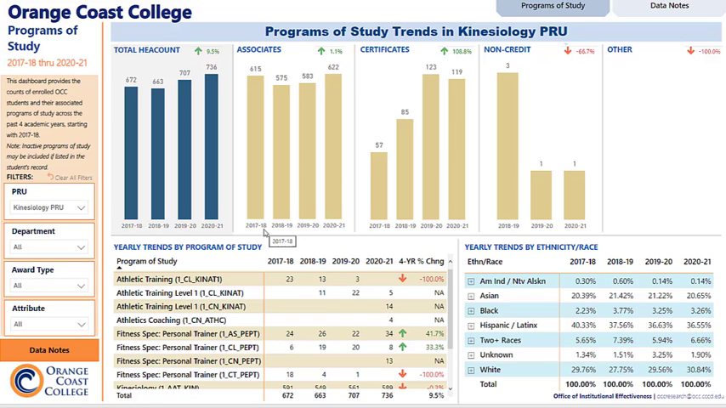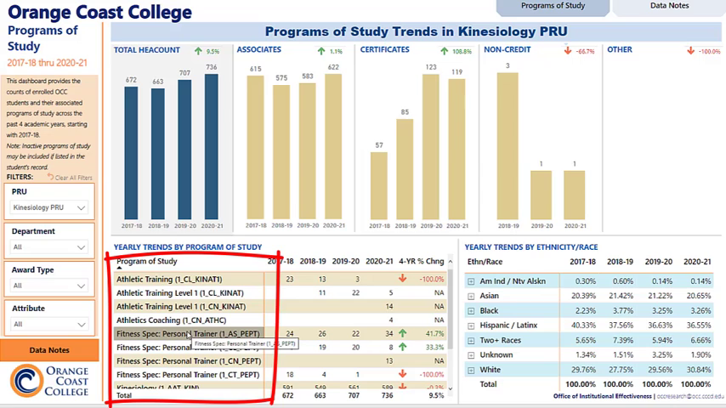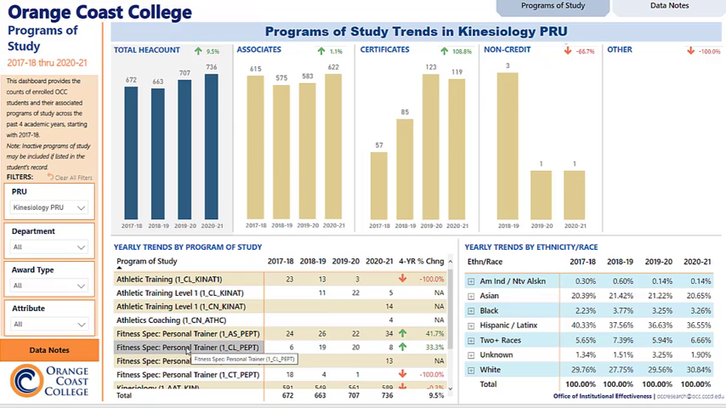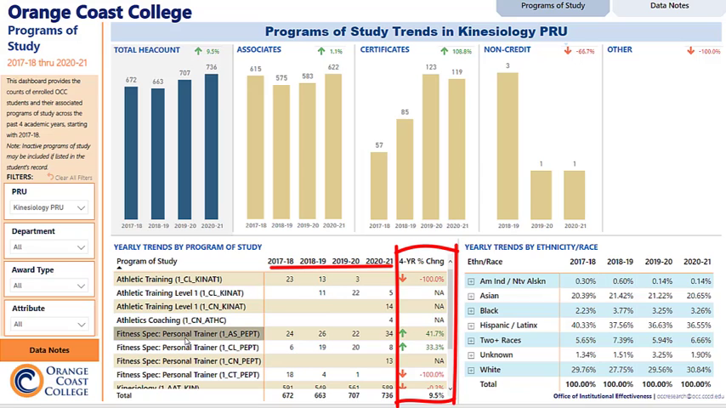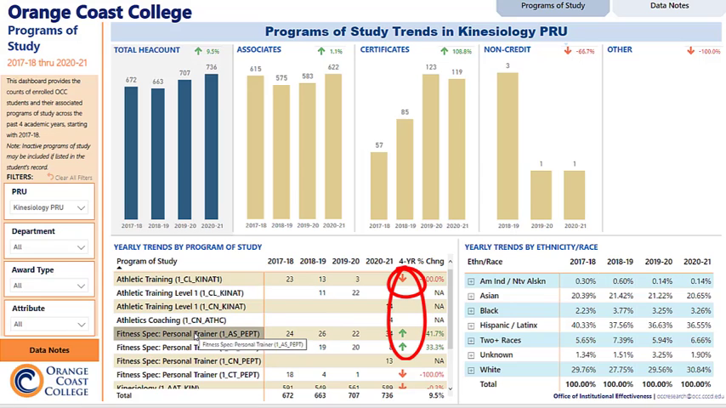As we refer to the table below, we can see that there are different programs of study within this Program Review Unit, as we have kinesiology, yoga instructor, fitness, spec, personal trainer, etc. We can look at these programs of study across the 4 years as well, and we can see the 4-year change, if it has increased or decreased over the last 4 years, indicated by this arrow that might be green or red, as we see here on the kinesiology program of study.